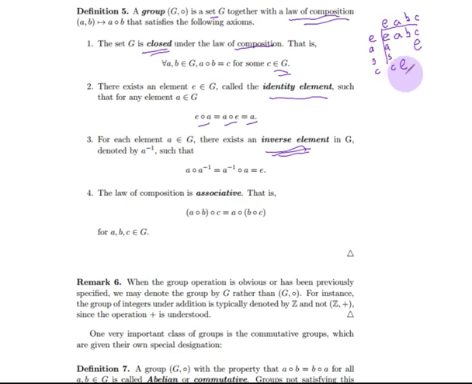Okay. Now, the last one is the law of composition is associative. You're familiar with the associative property. That's not easy to see from the table. Okay, it's very difficult to tell from a table whether you have an associative group law. But the other two you can easily read off the table.